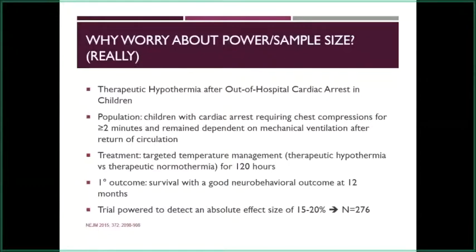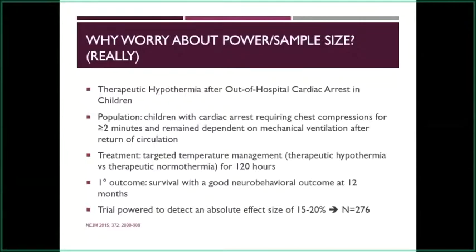So these kids were randomized to therapeutic hypothermia versus therapeutic normothermia for 120 hours. And the primary outcome that was specified for the trial was survival with a good neurobehavioral outcome at 12 months. And the trial was powered to detect an absolute effect size of 15 to 20%. Okay, that's what's written in the manuscript. So the sample size for the study is 276 children.